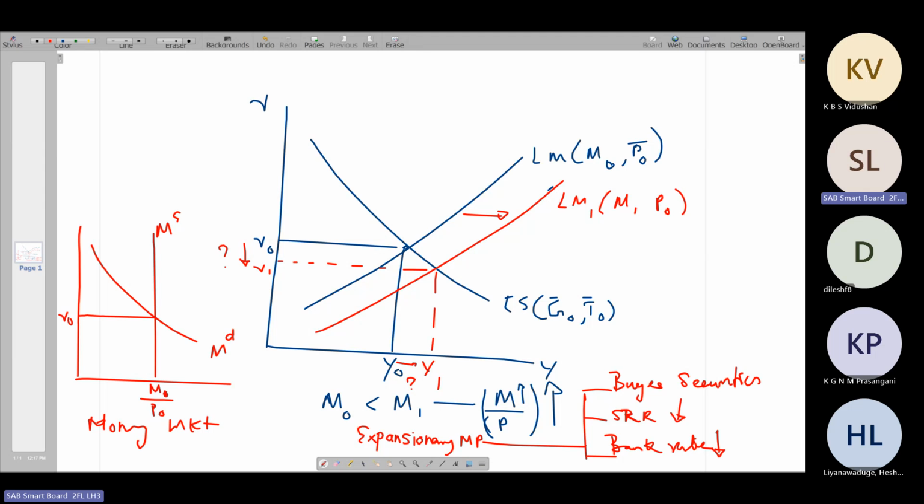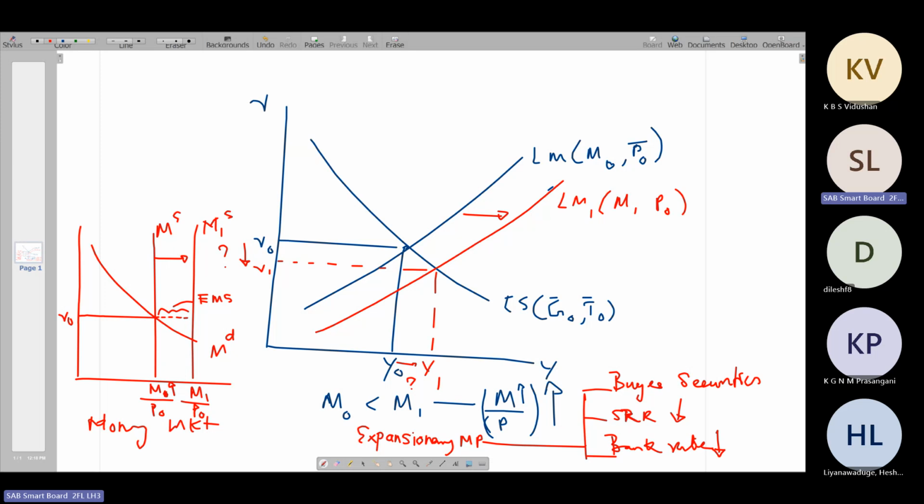Now the central bank uses an expansionary monetary policy action. The money stock increases from M0 to M1. So that actually raises the money supply, liquidity. The money supply curve shifts to the right because the money stock increases from M0 to M1, and the real money balance increases. So at the prevailing interest rate, there will be an excess money supply in the money market.